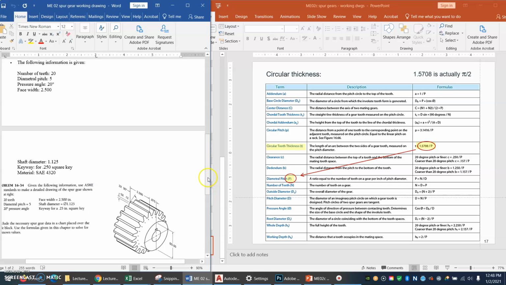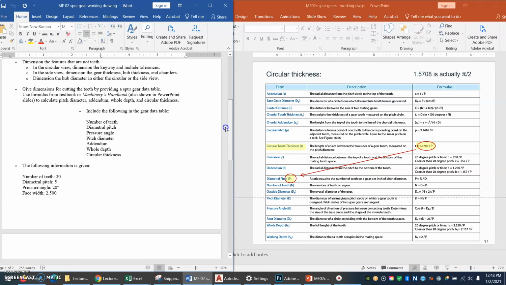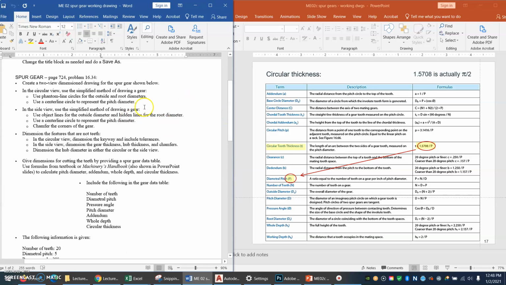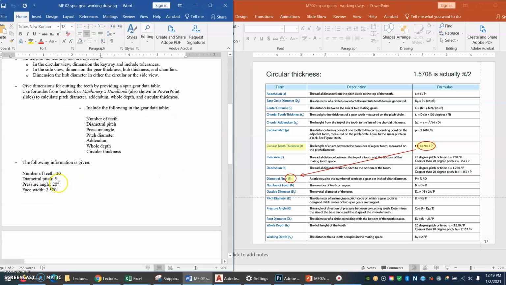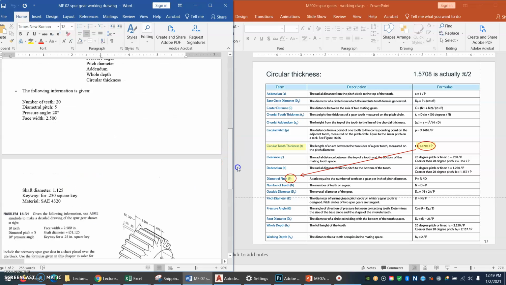All right. What else do we need to say about this? So you'll show 2 views in your drawing. You'll dimension the features that are not teeth, and you'll provide a table for the features that are teeth so that your person in your manufacturing facility can set their machine settings and cut all of this. Does he give us the pressure angle? Yes, he does. 20 degrees. All right.